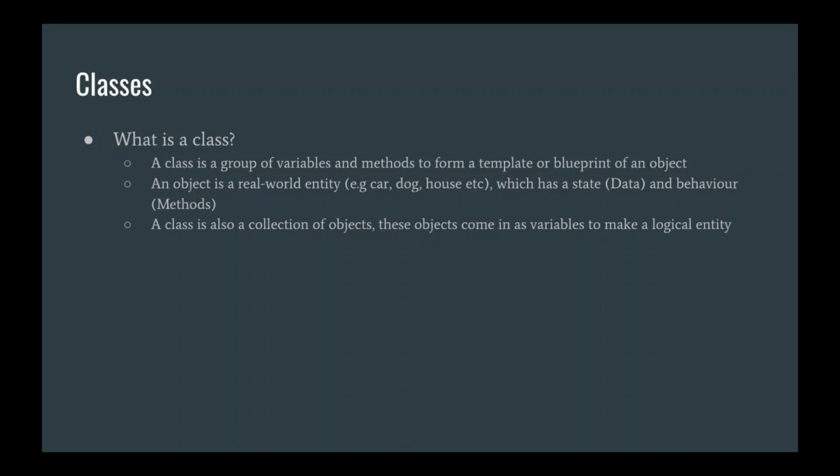So these objects come in as variables to make a logical entity. So with a class, we create a logical entity, which is a template of a real-world entity or object. In this type of setting, we mentioned a car, a dog, a house. We can also mention something like a banking system. So our entity can be the end user or the client, and they have methods to withdraw, deposit, check balance, and all of those.